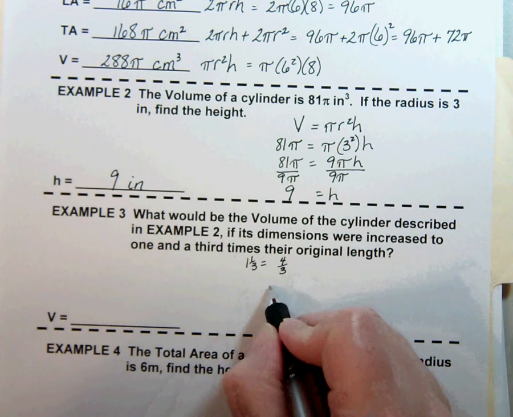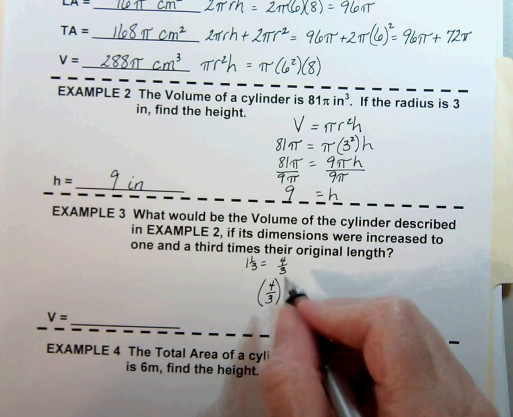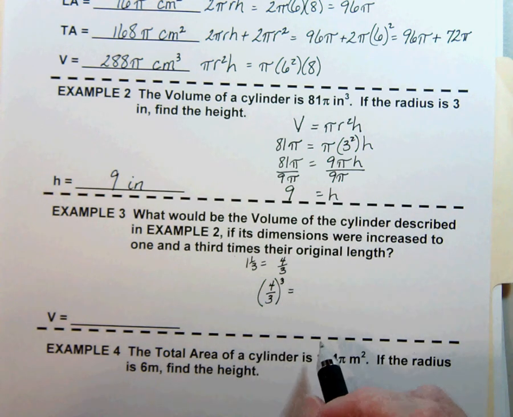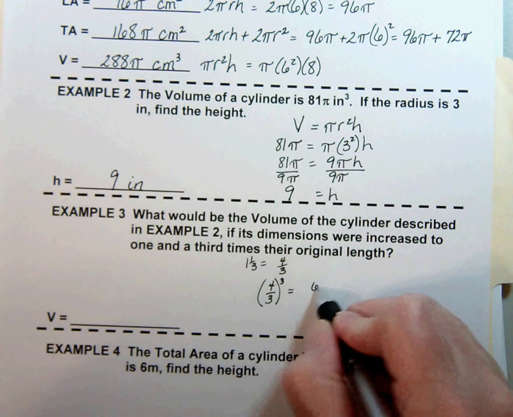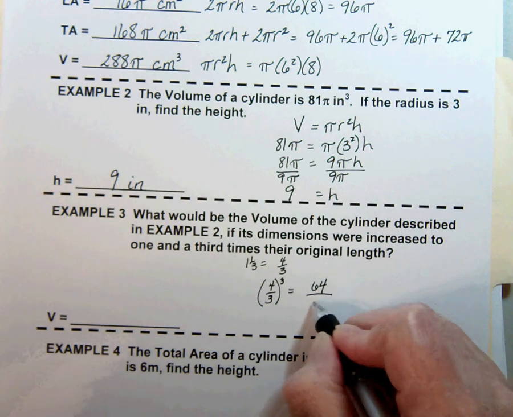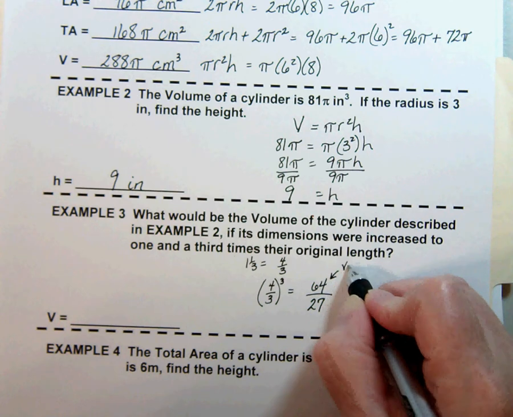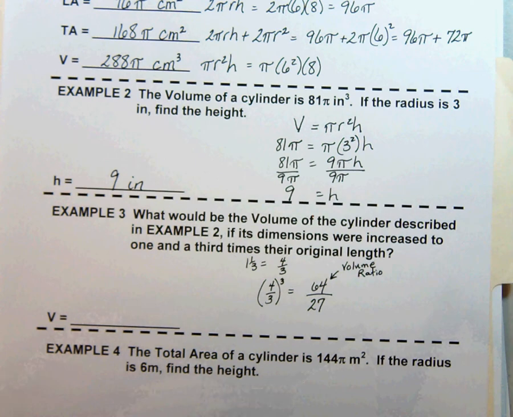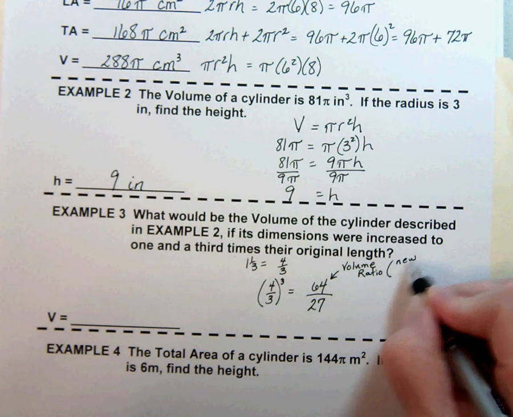Now because it's volume, the ratio of volumes is how you want to say it, you always cube your scale factor. Now when you cube a fraction, make sure you cube the numerator and the denominator. So 4 cubed is 64 and 3 cubed is 27. Now this right here is called the volume ratio. What it means is it's the ratio of the new to the original. I'm going to write that: it's the new over the original.